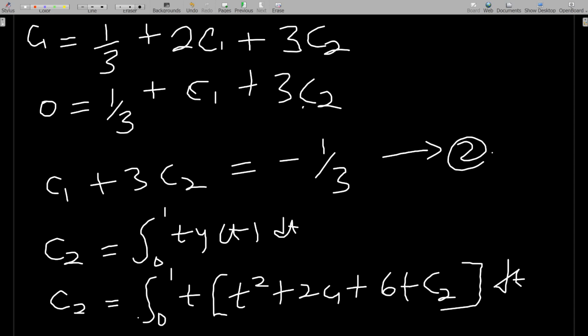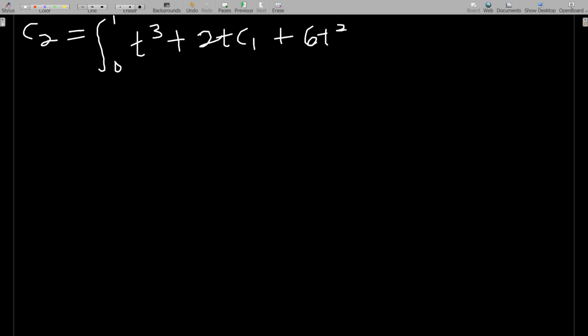dt, right? Let me write my dt well. This is what I have. So what I have to do is just multiply t throughout and then start integrating. So C2 is equal to the integral from 0 to 1, and multiplying t throughout, you get t cubed plus 2t C1, then plus 6t squared C2. That is what I have right now here, and everything is multiplied by t.